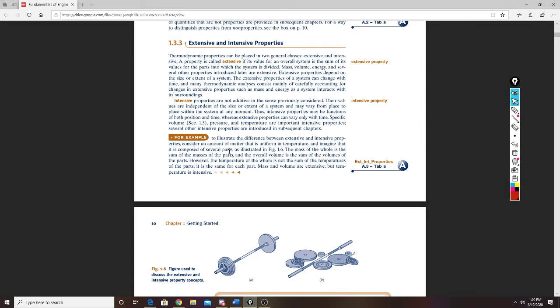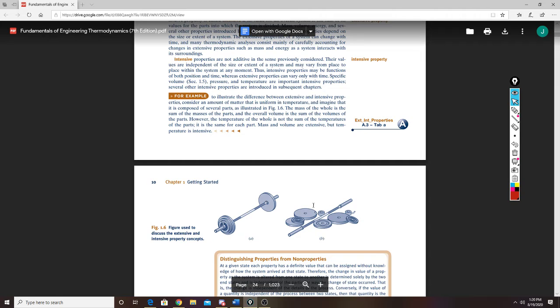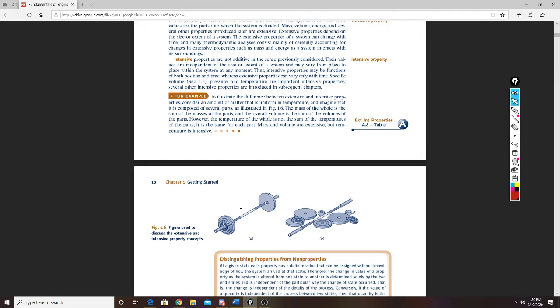And then right here, this is a little example. We'll see how this is. So to illustrate the difference between extensive and intensive properties, consider an amount of matter that is uniform in temperature and imagine that it is composed of several parts. So right here. See? So this is dumbbells, right? Something that none of us have touched since the quarantine started.